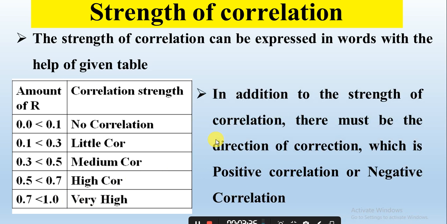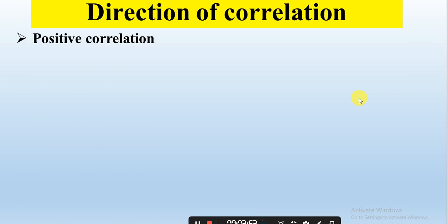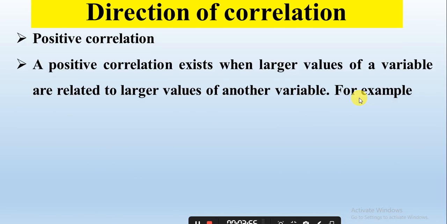So in addition to the strength of the correlation, there must be the direction of correlation, that is, in which direction the relationship between the two variables is, either positive or negative. So what is the positive correlation? The positive correlation exists where larger values of a variable are related to larger values of another variable.